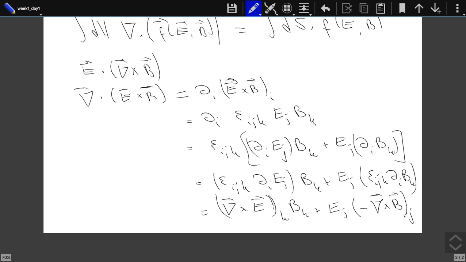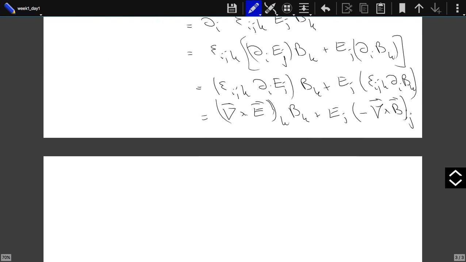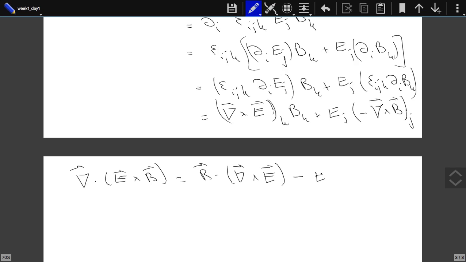Do you know why I have that minus sign? If you look at this Levi-Civita over here, the indices are i and k, and I have j in between. So I have to move j to the front. That brings me a minus sign. The rest is the curl. So what we have shown is that the divergence of E cross B is equal to B dot curl of E minus E dot curl of B.